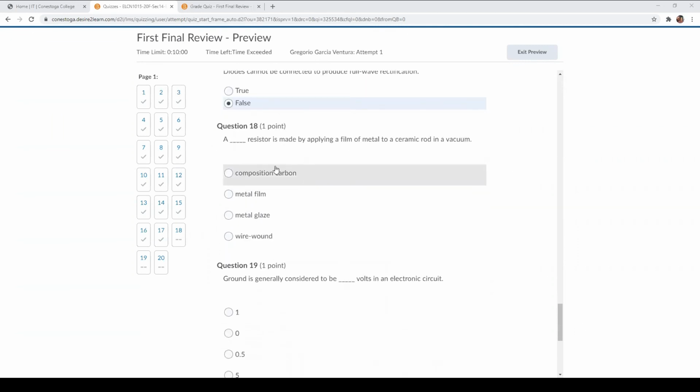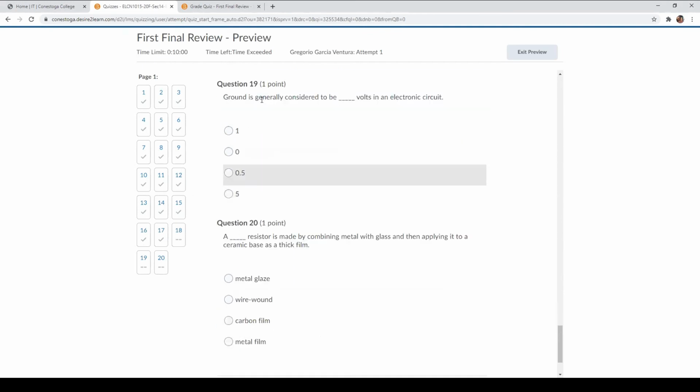As we continue here, a resistor is made by applying a film of metal to a ceramic rod. Well, the wording is giving everything away. Film of metal. I don't even have to think about the answer. That is metal film. Okay.